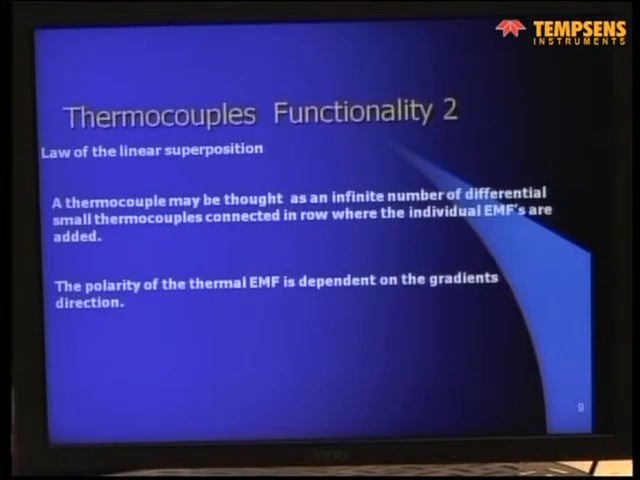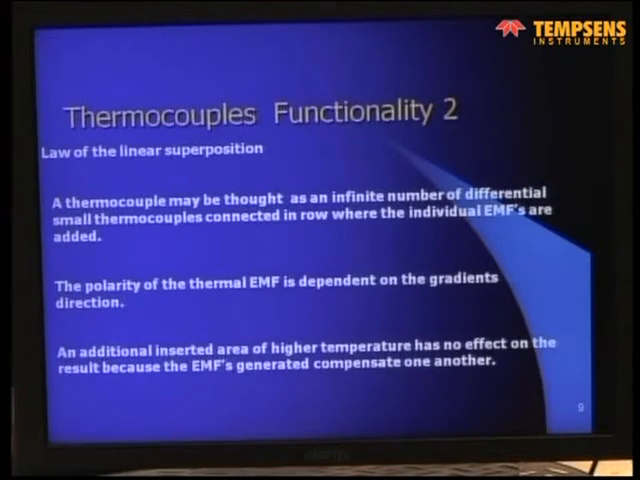The polarity of the thermal EMF, or the current, let's take the synonym EMF for further discussion, is dependent on the gradient and its direction. With a thermocouple, you can produce positive and negative EMF. It depends on the gradient and the direction of the gradient.